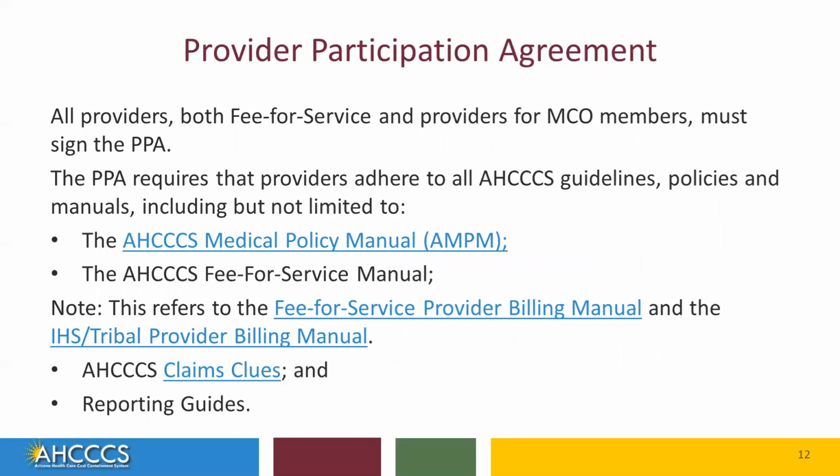Next, all providers, both fee-for-service and providers with MCO members, must sign the provider participation agreement. This requires the providers adhere to all AHCCCS guidelines, policies, and manuals, including but not limited to the AHCCCS Medical Policy Manual, which we also call AMPM, the Fee-for-Service Manual. Note, this refers to the Fee-for-Service Provider Billing Manual and the IHS Tribal Provider Billing Manual, AHCCCS Claims Clues, and reporting guides. And if you notice, we also will have the links attached for you on this slide as well.